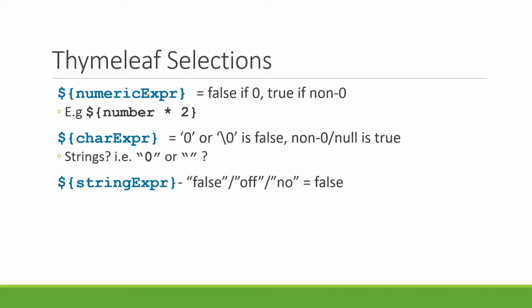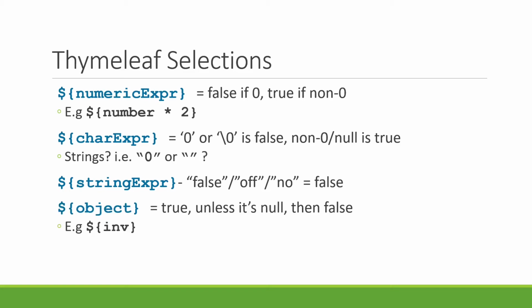But speaking of strings, if your string contains the word false, the word off, or the word no, that's actually evaluated as false. Everything else is considered true. So if your string has another word or words in it, those are true, but any one of these 3 words is automatically considered false. That's pretty cool. And any non-string, non-character, non-number, non-boolean, so basically object, is evaluated as true.